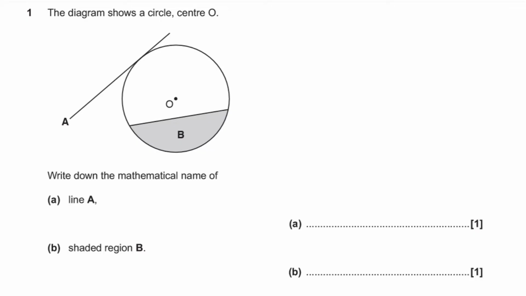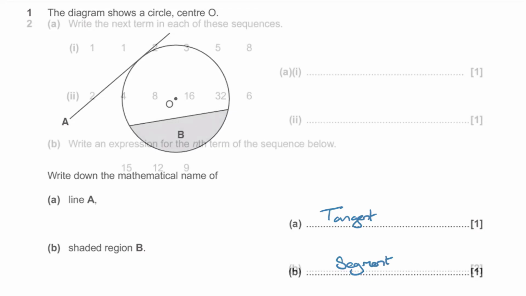Okay, well line A is just a straight line touching the circle, so that one we call a tangent. And the shaded region looks like an orange segment. I'm going to call it a segment. I suppose it's actually the minor segment, isn't it? But I think segment will get the mark.